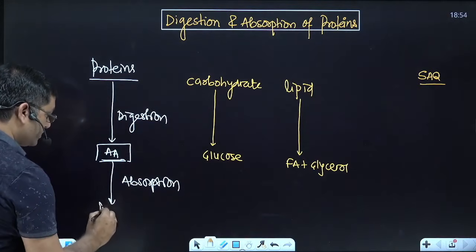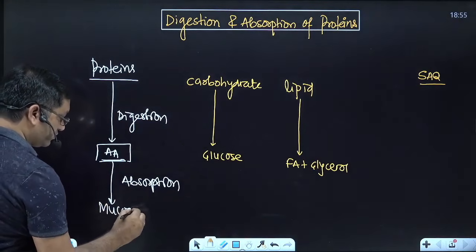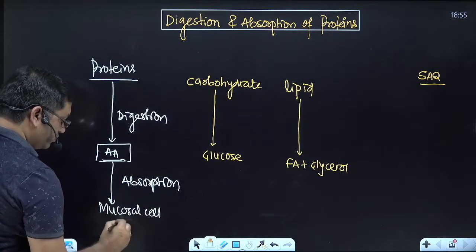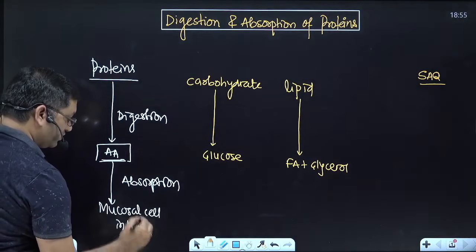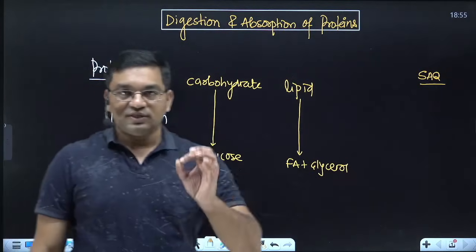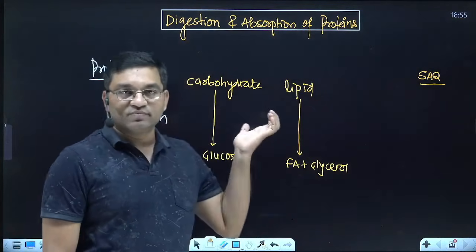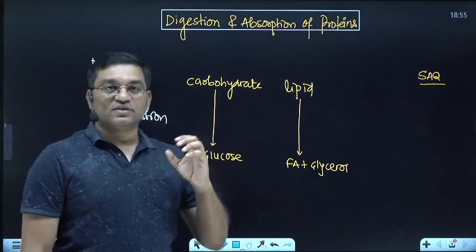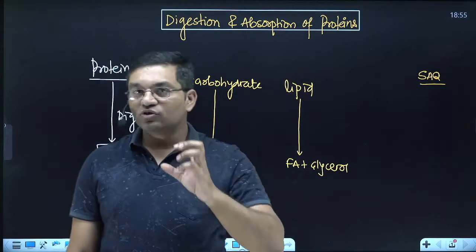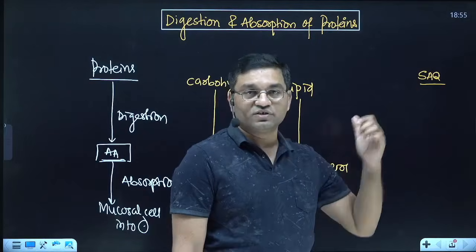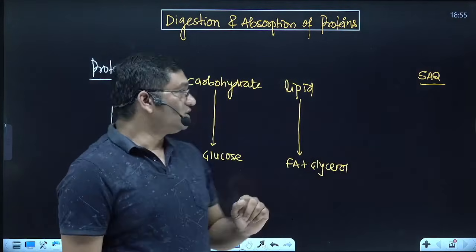Through the mucosal cell, it goes into circulation, that is known as absorption. So digestion and absorption of these macromolecules, meaning protein, carbohydrate and lipid, are important, and these are important SAQ, short answer questions, for university examination.